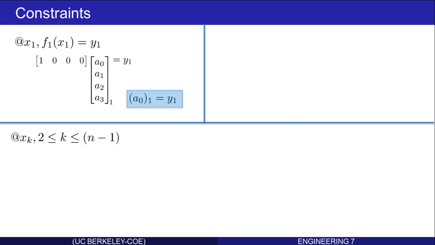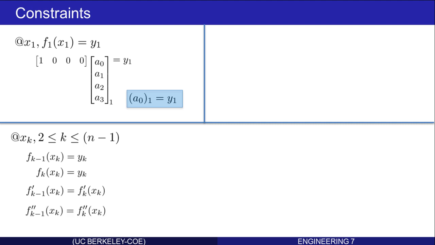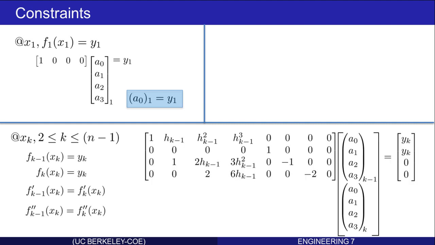What about at the intermediate points? Remember the conditions. The (k-1)th polynomial at x_k should be y_k. The kth polynomial at x_k should be y_k. And the slopes should be equal, and the second derivative should be equal. These clearly involve the coefficients associated with the (k-1)th polynomial and the coefficients associated with the kth polynomial. Let's write them out. Here on the right, we see the coefficients associated with the (k-1)th and the coefficients associated with the kth.